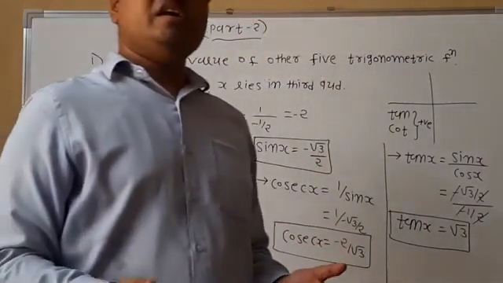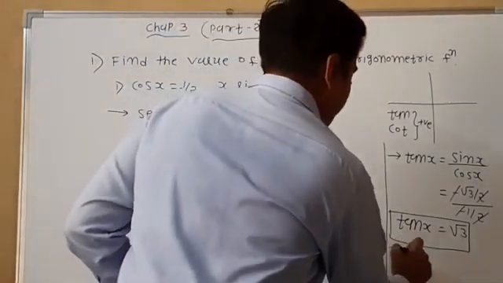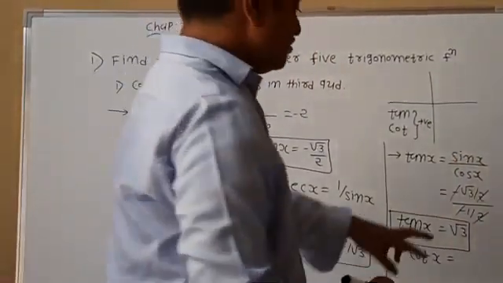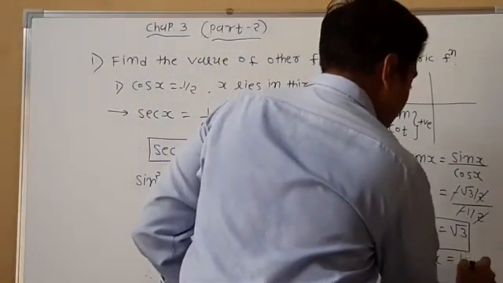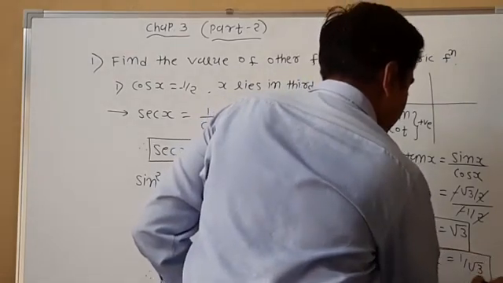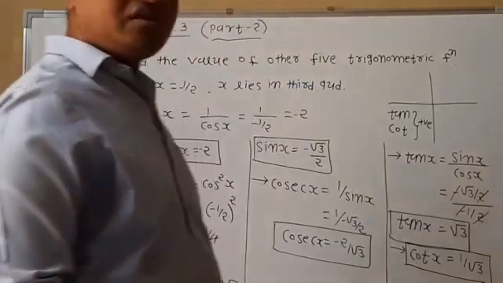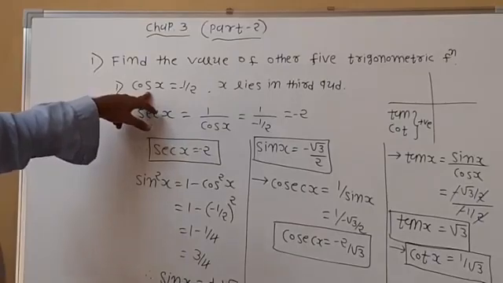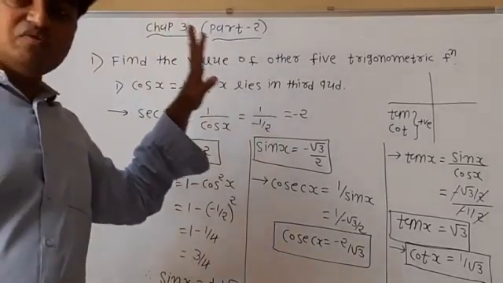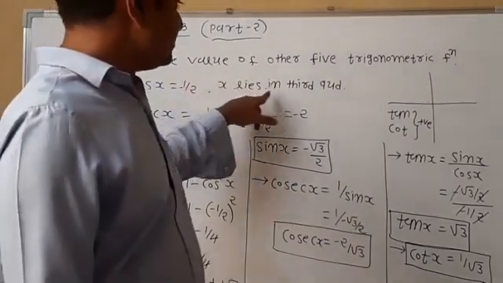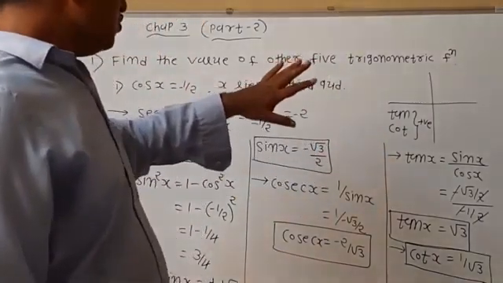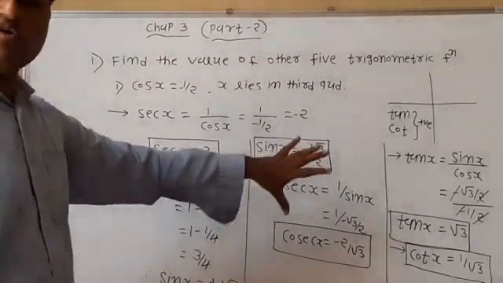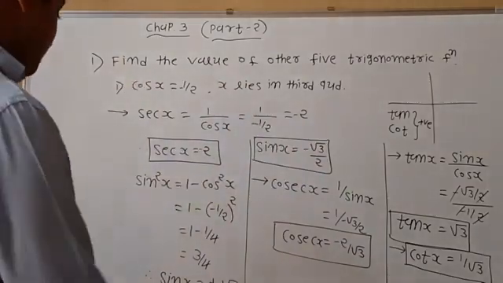Now using tan x, find out the value of cot x. So we know that cot x is equal to 1 upon tan x. So this term written in reverse order, we get the value of cot x is equal to 1 upon root 3. Okay. So in our question only one value is given, cos x is equal to minus 1 by 2, and the condition is that x lies in the third quadrant. So using this condition, find the remaining 5 trigonometric values. Okay. Now let's discuss the next question.